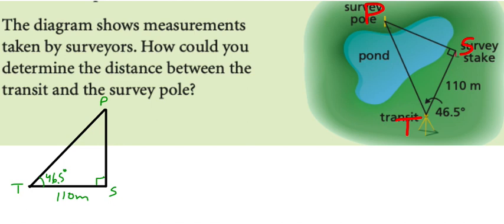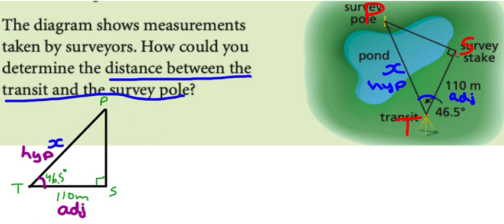And we're trying to find the distance between the transit and the survey pole, which would be the hypotenuse of this triangle. So in order to do this question, we have to use a trigonometric ratio. So that's a comparison between two sides of a right angle triangle. The two sides that we know are the adjacent and the hypotenuse side.